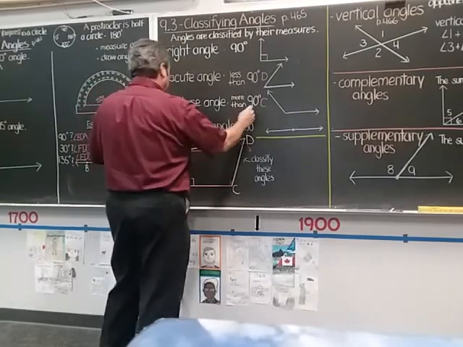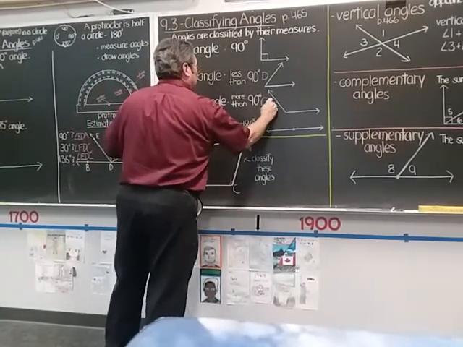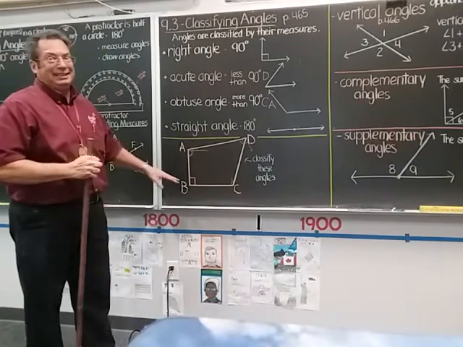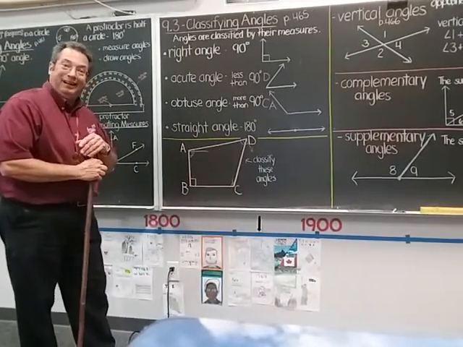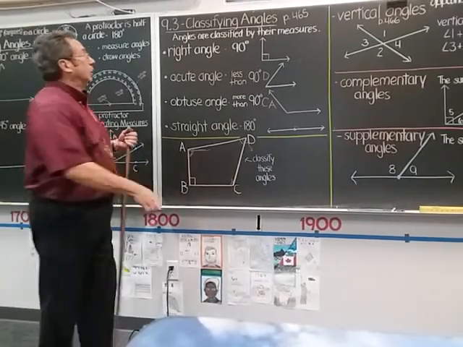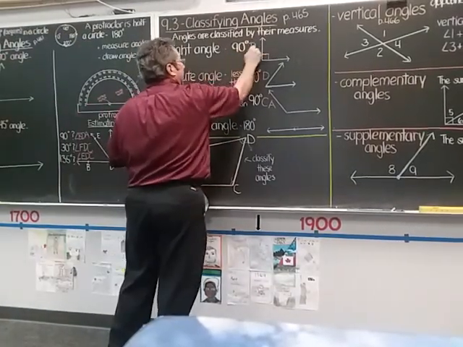So I would call that another obtuse angle. Now, angle B is really easy in that. What is angle B? Well, I got the symbol there for you. What does that mean? It means it's a right angle. So we would say angle B is a right angle.